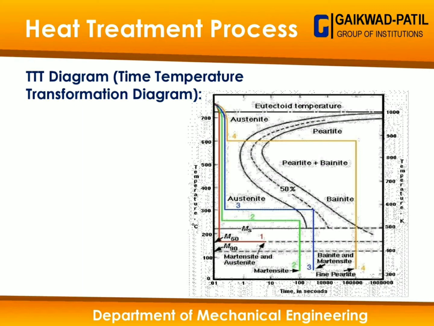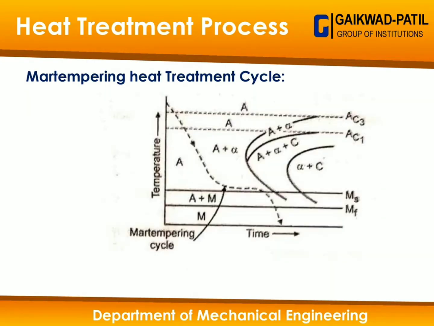So what are the different types of heat treatment cycles achieved with the help of the TTT diagram? The first is the martempering heat treatment cycle, in which the gamma austenite is allowed to cool down fast without any isothermal condition, and then we will get martensite. That's why it is the martempering heat treatment cycle. Martensite is the hardest metal, right?